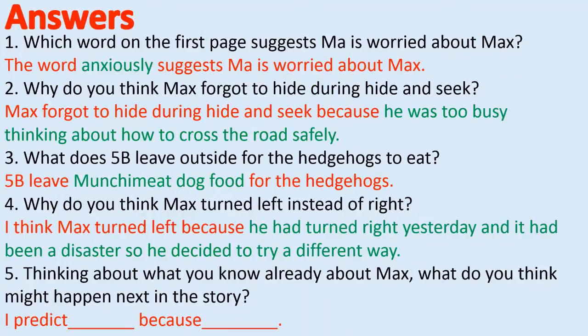Hopefully you've all had a go then at those questions. So, which word on the first page suggests Ma is worried about Max? The word anxiously. She says anxiously. Number 2, why do you think Max forgot to hide during hide and seek? Well, he was too busy thinking about how to cross the road safely, so he wasn't actually concentrating on the game.